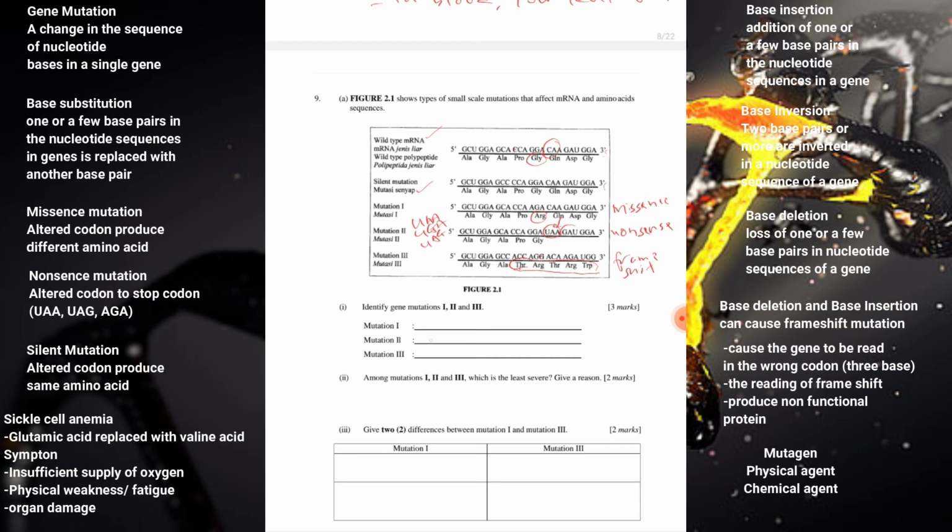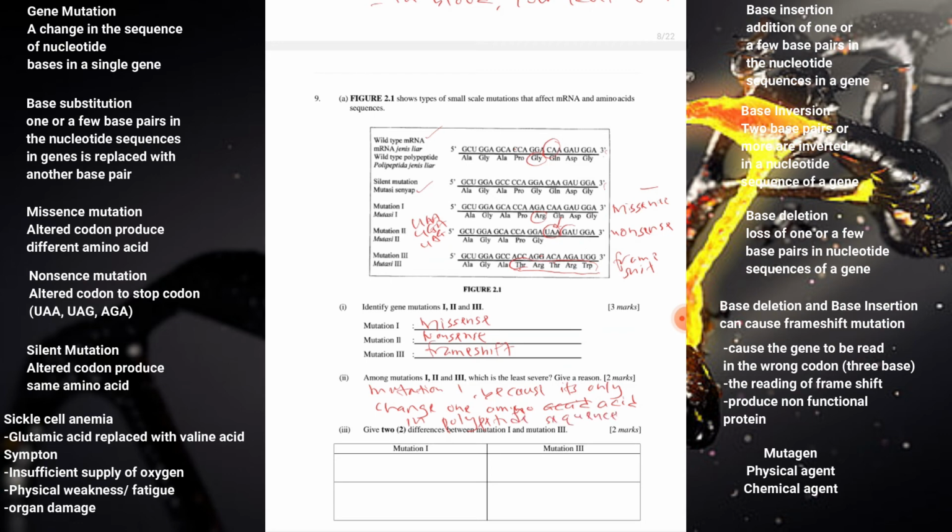Okay, so identify gene mutation 1, 2, 3. Mutation 1 is referred to as missense mutation. Mutation 2 is referred to as nonsense because it alters a codon to a stop codon. Mutation 3 is frame shift. Among 1, 2, 3, which is less severe? Less severe is mutation 1, missense mutation. Why? Because it only changes one amino acid in the polypeptide sequence.